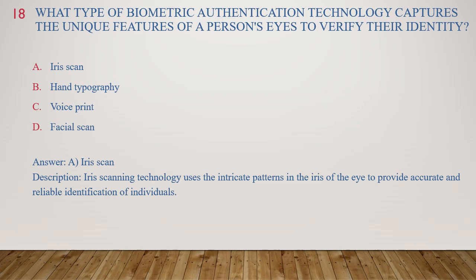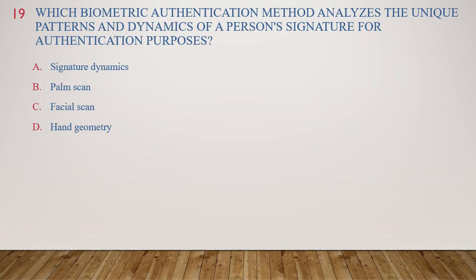Voice print. This captures and analyzes the unique characteristics of a person's voice, focusing on sound rather than visual features. Facial scan. This technology captures and analyzes the facial features of a person for identification. While commonly used for authentication, it relies on features like the shape of the face, eyes, and nose, not the iris itself.